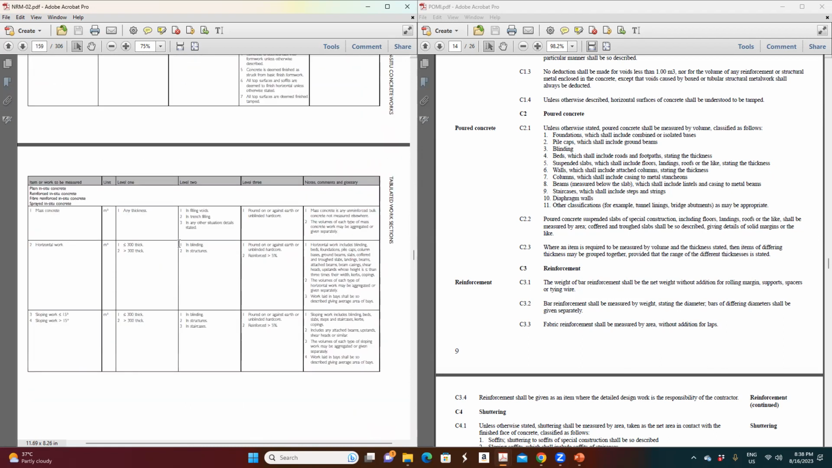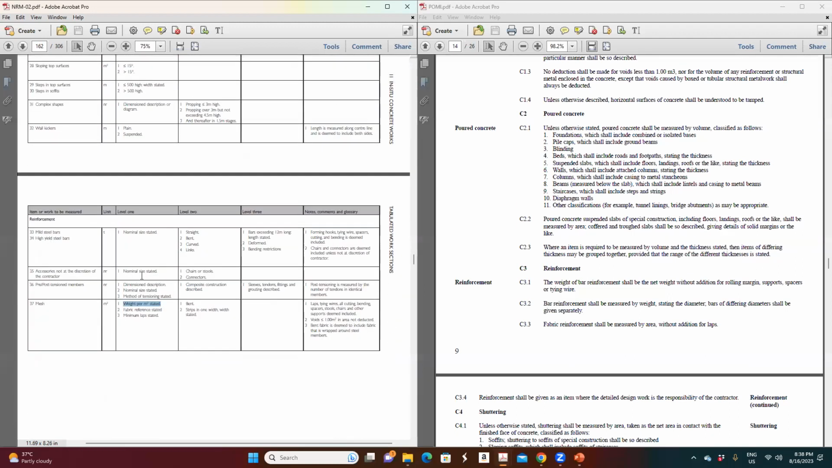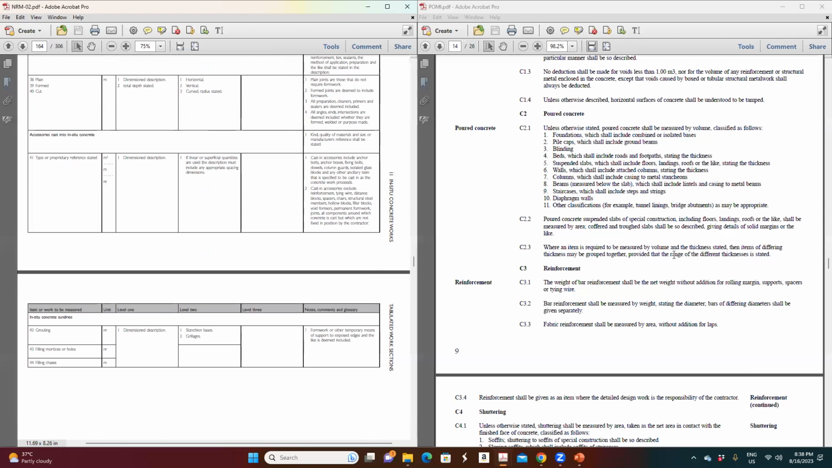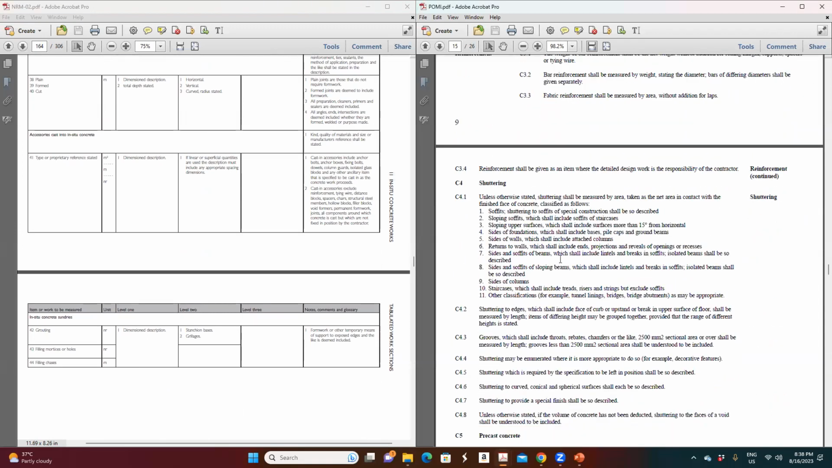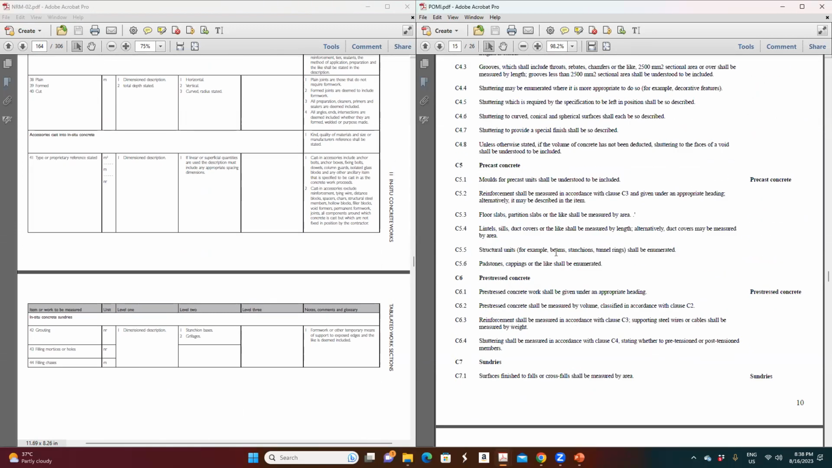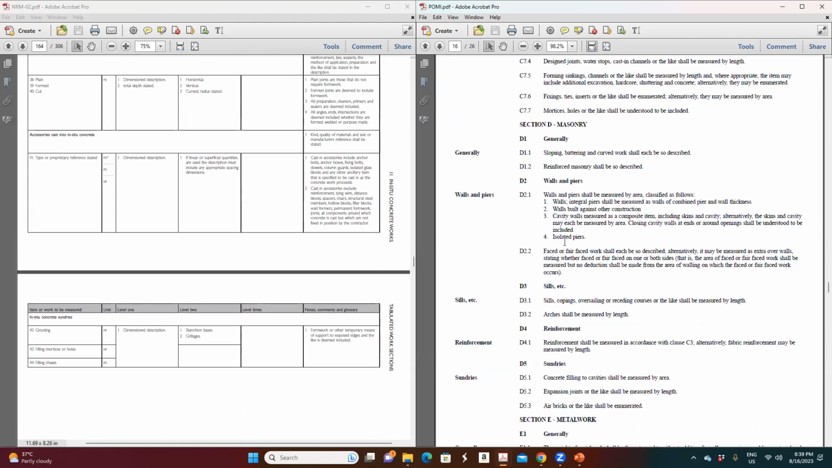Concrete, as you all know, is in cubic meter. You don't need to break your head on that. Here there is also concrete reinforcement and shuttering. Shuttering, you know, there is no magic here.